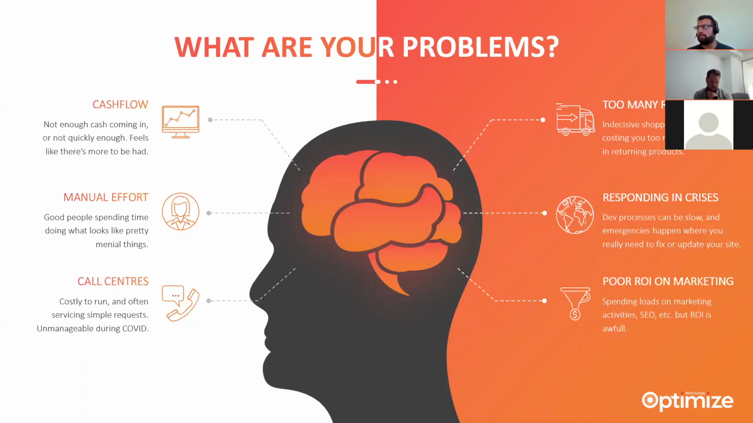Responding in crises is another one. Their processes can be slow. Sometimes they are slow for good reason. But when emergencies happen, you really need to be able to jump in and do something about it. And of course, the one which I'm sure all of us are familiar with, which is this idea of, if you're getting poor ROI on the marketing you're doing, marketing, SEO, whatever it is, then, again, genuine business problem. You're spending money, you're hoping for a return, but it's not quite there.